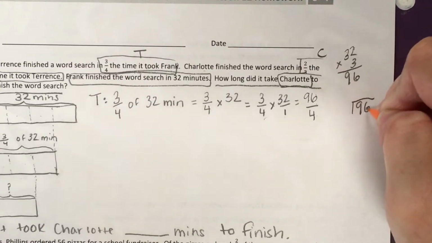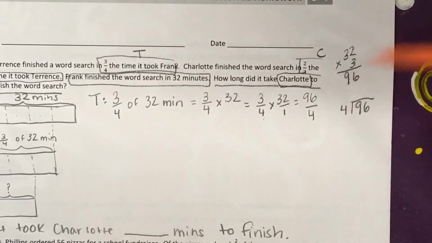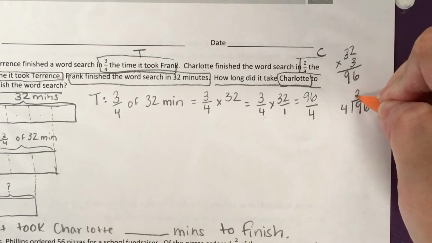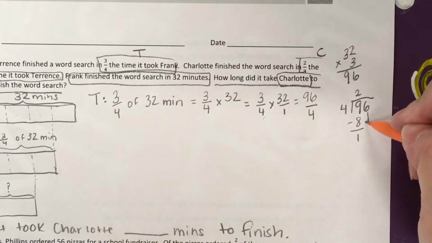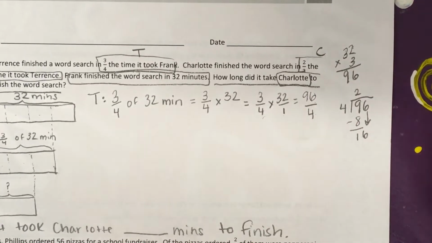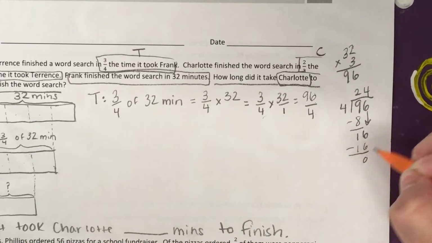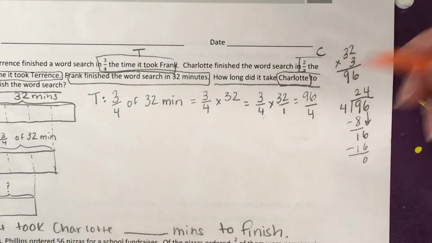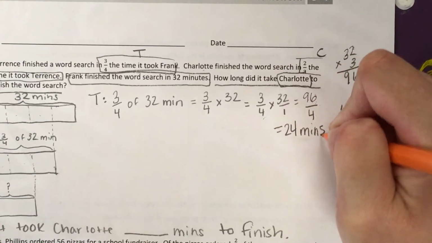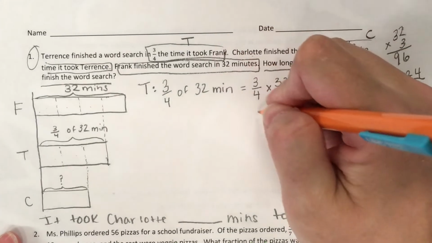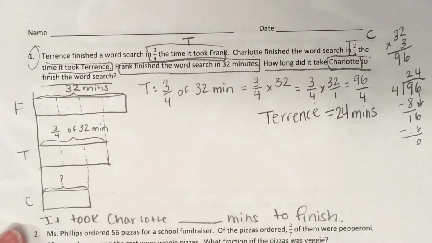So I'm going to put 96 in the box, 96 divided by 4. 4 is our divisor here, so it goes outside the box. 4 goes into 9 2 times without going over. 2 times 4 is 8. I subtract and get 1, bring down my 6. 4 times what gets me close to 16 without going over? Well, I know 4 times 4 is exactly 16, so I can subtract and I get 0. So here I see 96/4 is equal to 24 minutes. So I know now that Terrence's time is exactly 24 minutes. So I'm going to go back over to my tape.